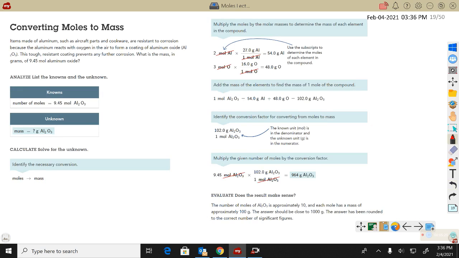Awesome. So same thing with this example. We have aluminum. It's used in aircraft parts and cookware. It's resistant to corrosion, which is pretty fantastic.